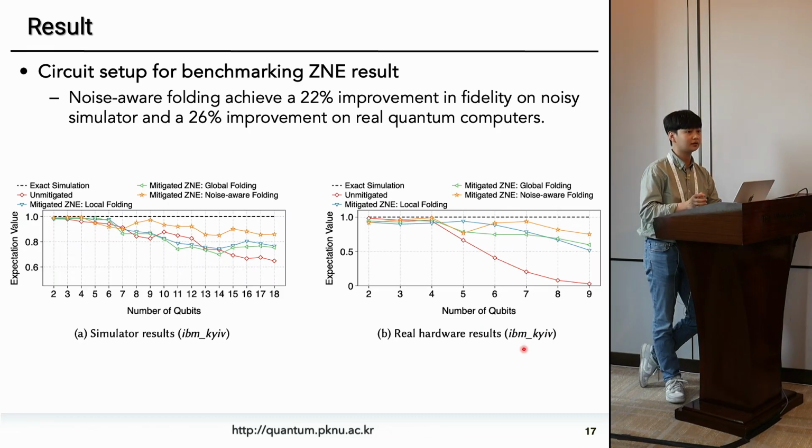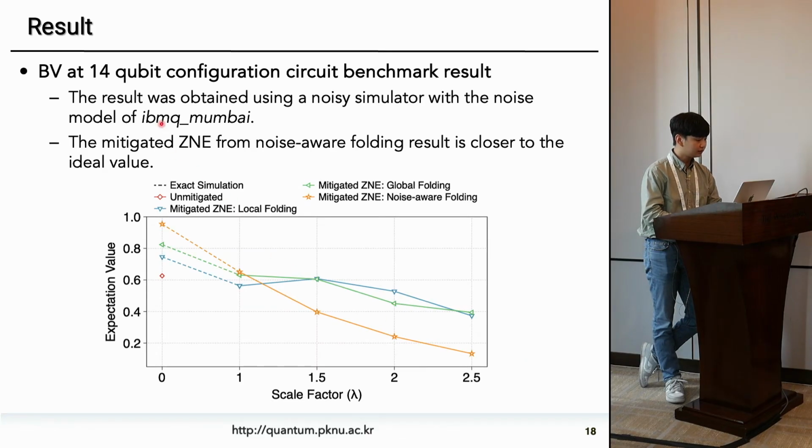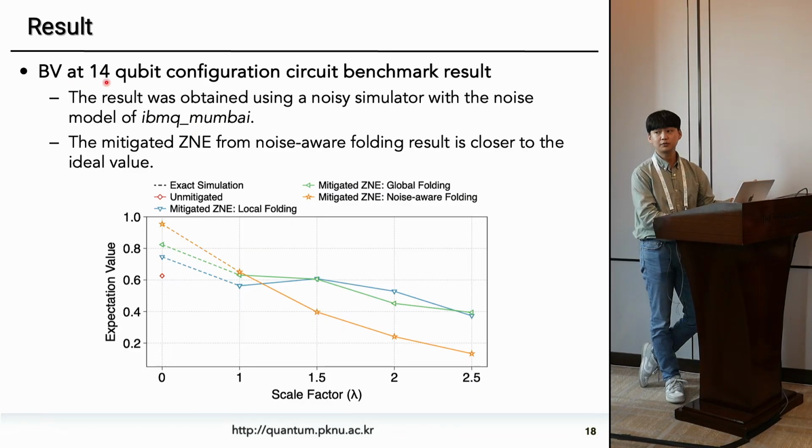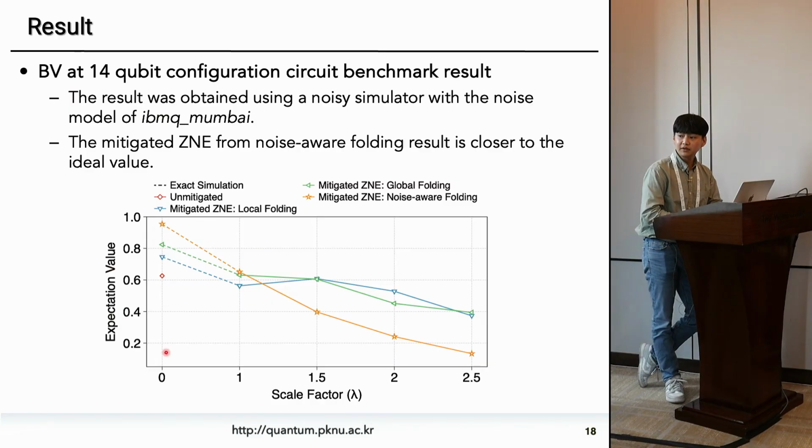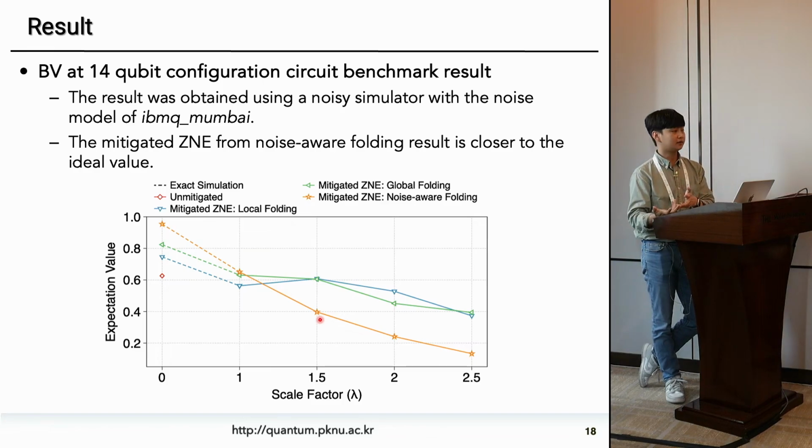And this is recent data that we executed just for this conference. And this one is actually an execution from a while ago, using the noisy simulator with the noise model from IBM Q Mumbai, executing the PV circuit at a 14 qubit configuration. As you can see here, I put in all of the scale factor expectation values for each of the foldings. You can see that with the noise-aware folding, the expectation value dropped as expected for the noise scaling.